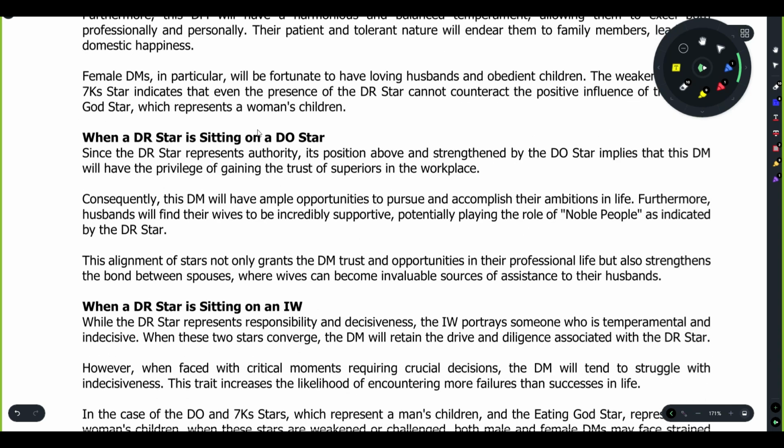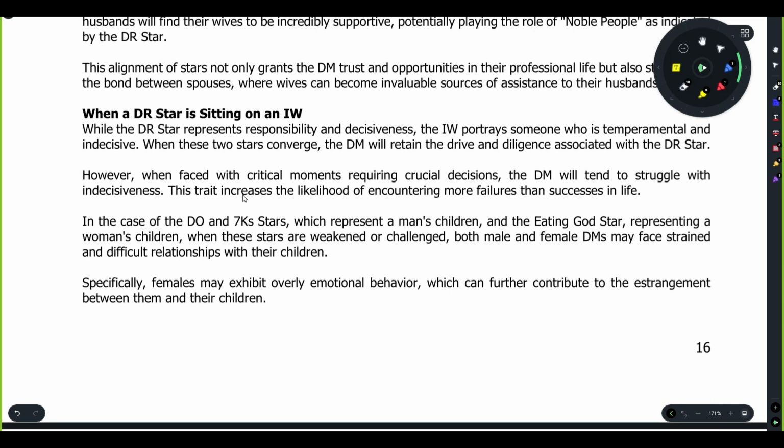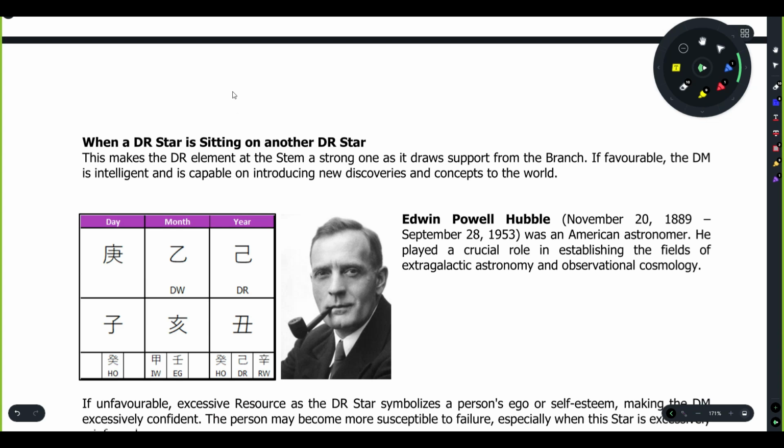Direct resource sitting on direct officer is also favorable. So direct resource sitting on indirect wealth is also, to a certain degree, somewhat reasonable as well. Okay, and of course direct resource sitting on another direct resource.